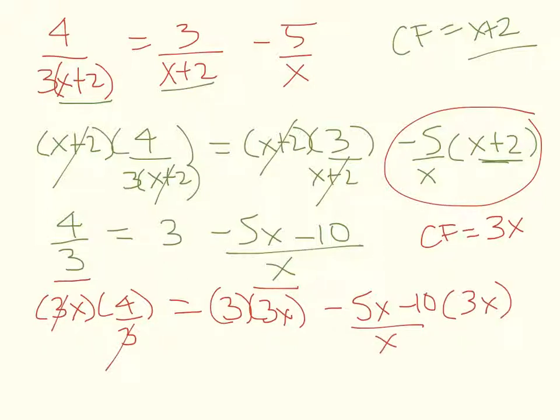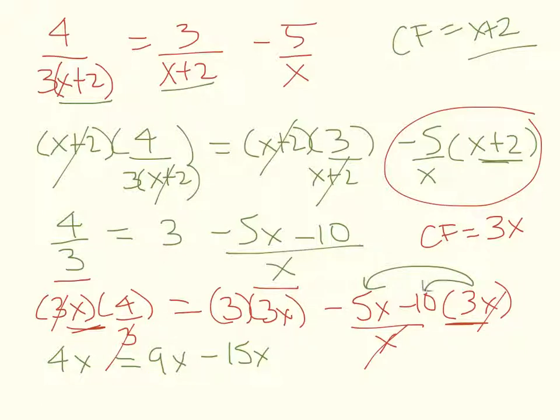So the 3's will cancel out, and then the x's cancel out. So notice I'm still left with the x here and the x here and the 3 there. So just keep in mind that not the whole thing will cancel out. If we were just multiplying it by 3, then yes, we wouldn't have the x there. So now I'm just going to multiply through. So I have 4x is equal to 9x. And I have a positive 3 here, and I'm multiplying it by -5, so that'll give me -15x. And I have a positive 3, and I'm multiplying that by -10, so that's going to give me -30.